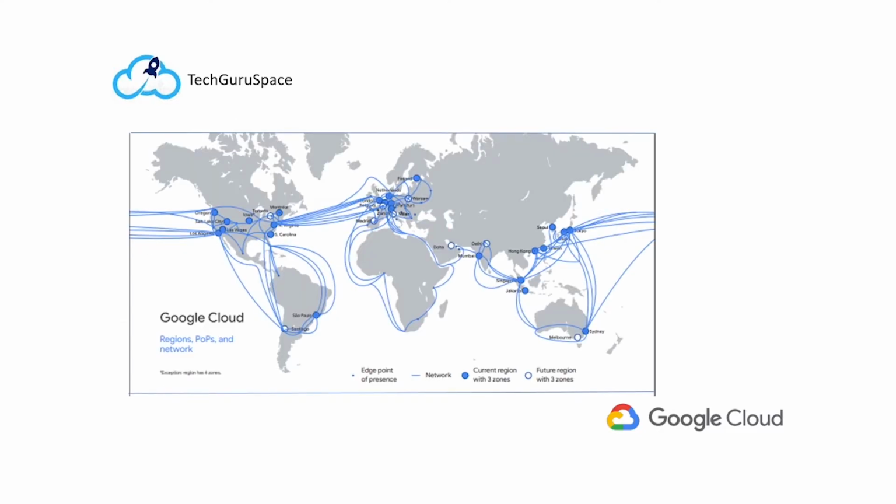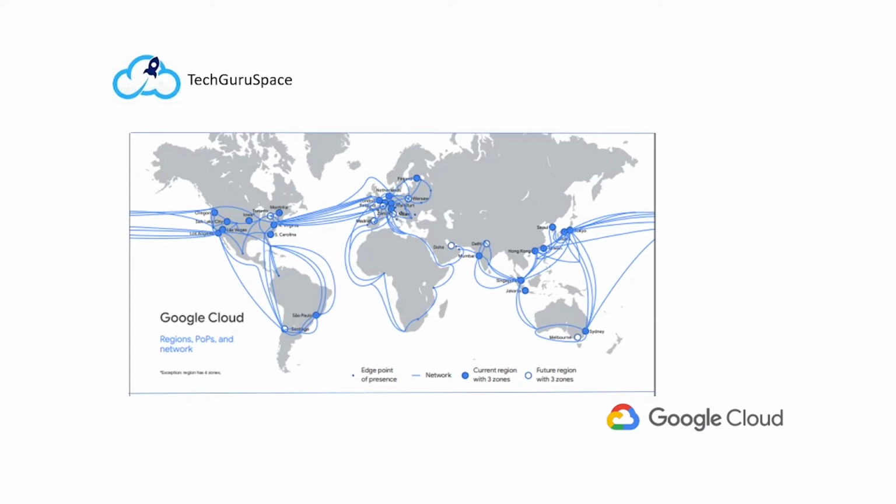As in the previous video, this map represents Google Cloud. On a high level, Google Cloud consists of regions, which are the icons in blue, points of presence, which are the dots in blue, and a global private network, which is represented by a blue line. A region is a specific geographical location where you can run your resources. This map shows several regions that are currently operating as well as future regions.